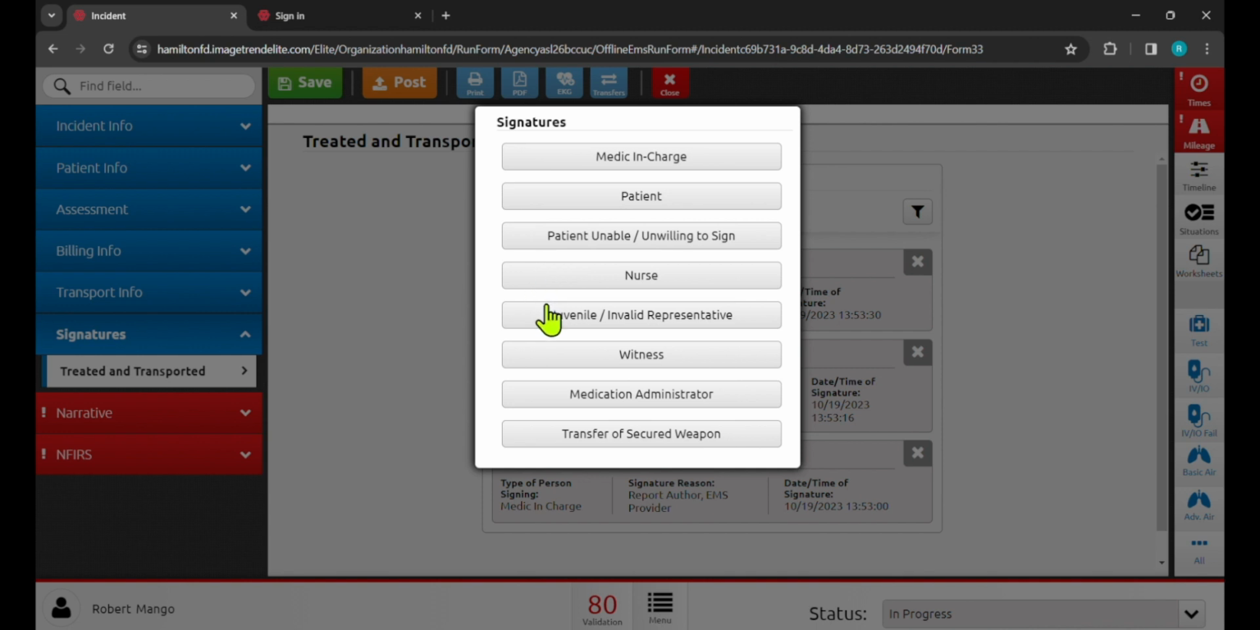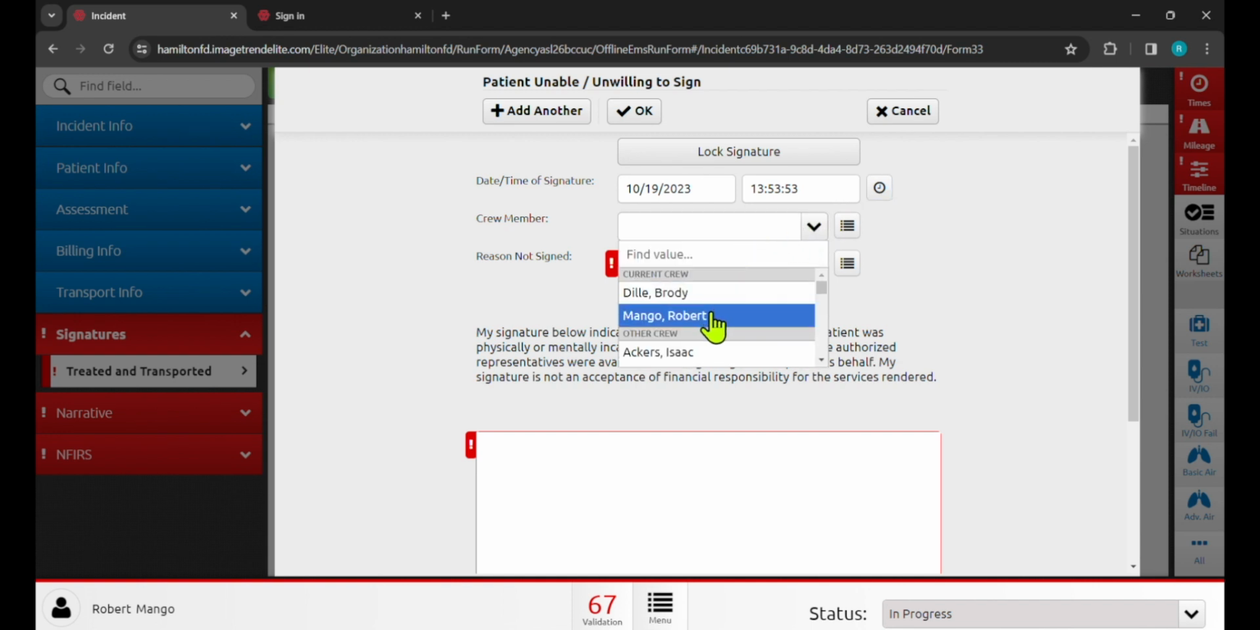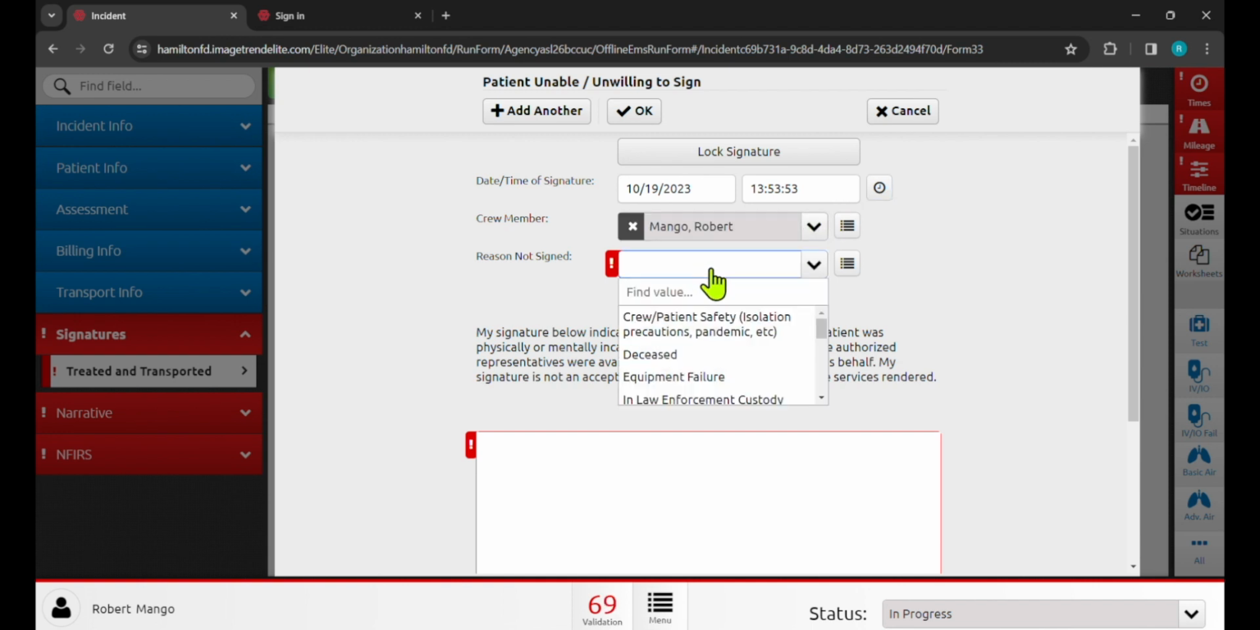So, what other signatures do we need? Now, if the patient is unable to sign or they're unwilling to sign, we can use this. We can sign for them if that's the only option left. For a while, this is what we were utilizing during the pandemic to keep things decontaminated as best as we could. But there are times that their mental status won't allow them to sign.